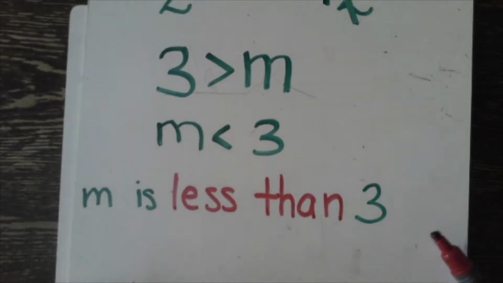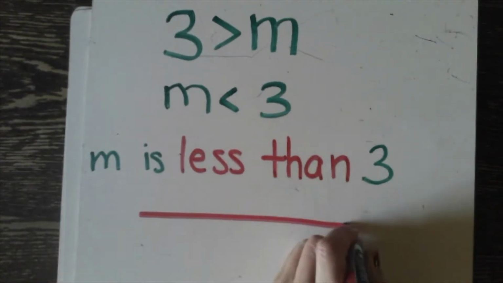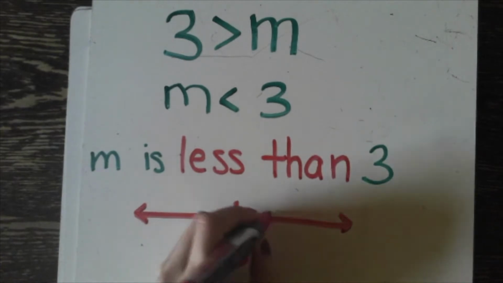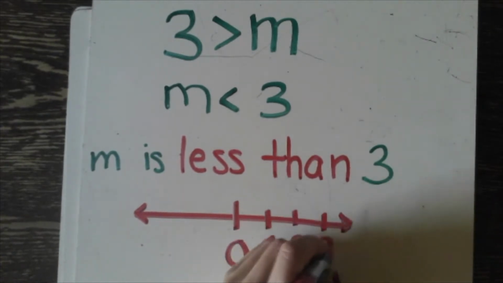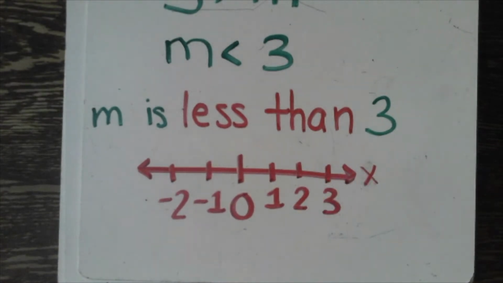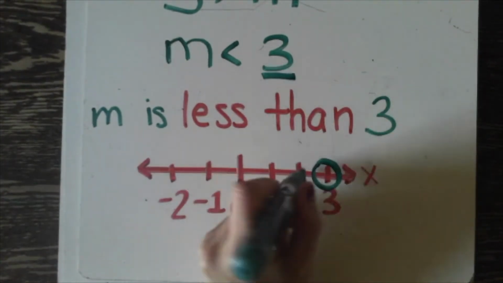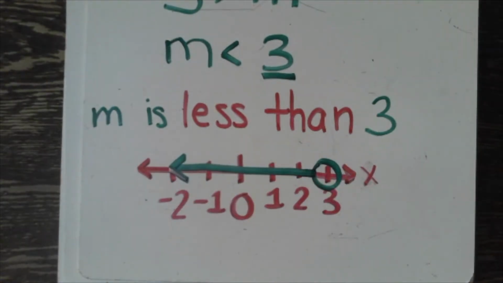Now we are going to draw a number line. We do not have to have 0 in the center, but it is helpful if possible. Since we are dealing with small numbers, that's an easy thing to do. Let's put a circle on the 3, and we are going to have an open circle with an arrow to the left.